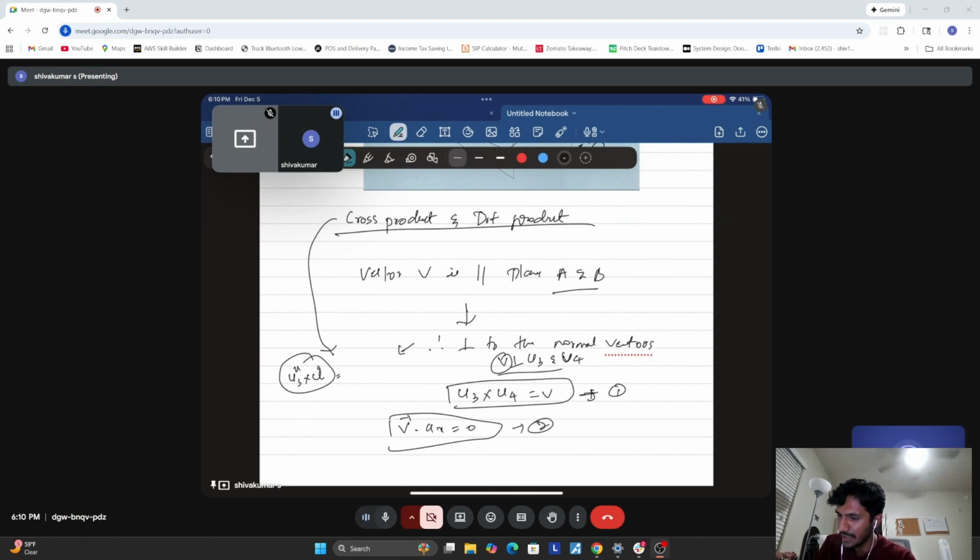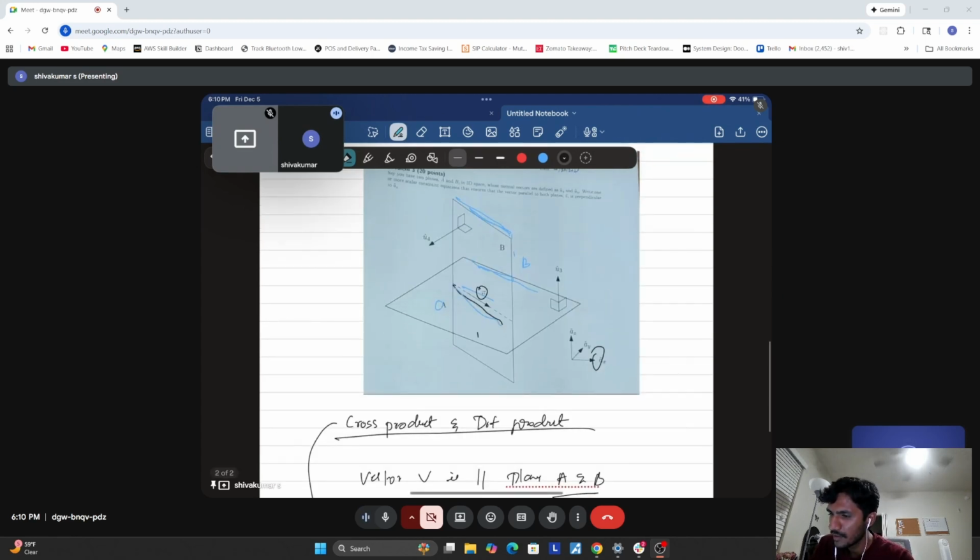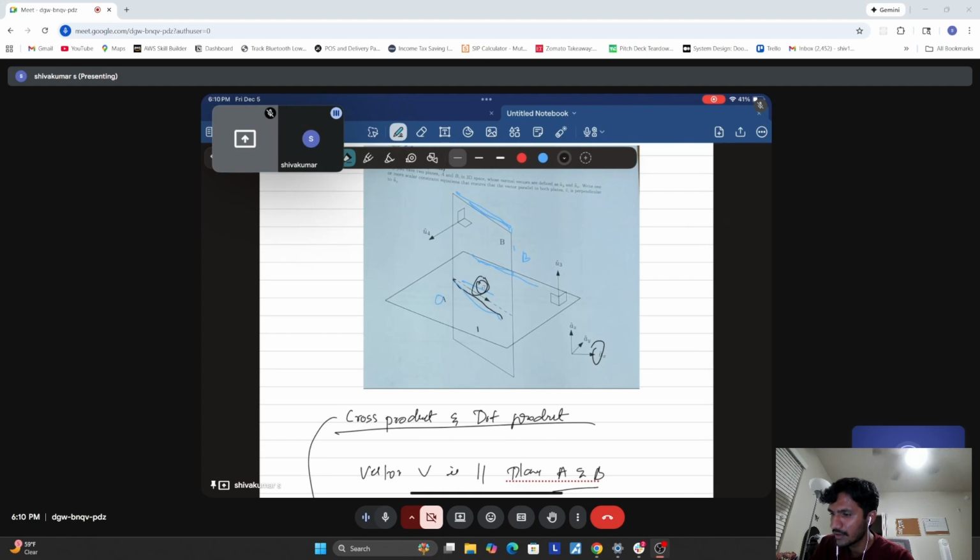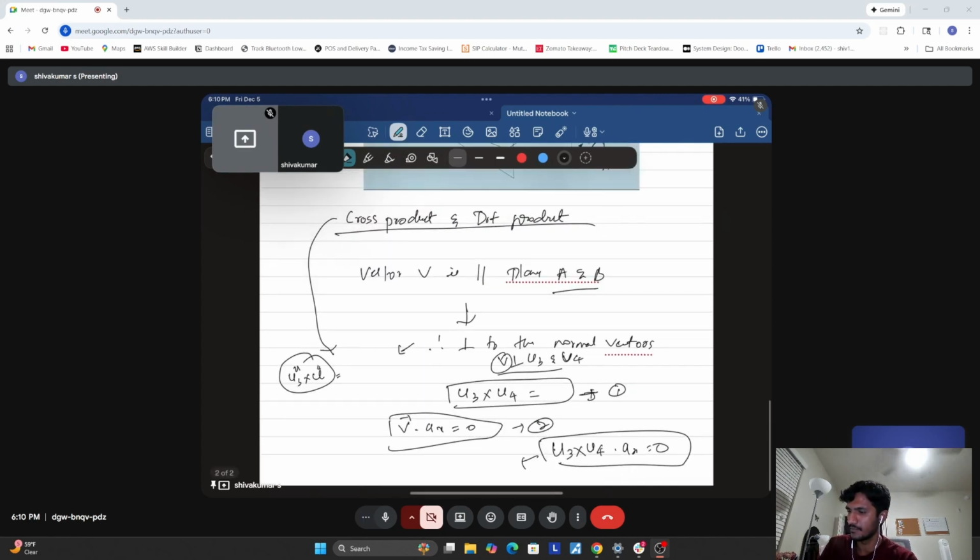By substituting equation 1, that is the value of v, into equation 2, we can write a constraint equation: u3 cross u4 dot ax is equal to 0. This will be the constraint equation which makes sure that vector v is perpendicular to ax. And that's my answer.